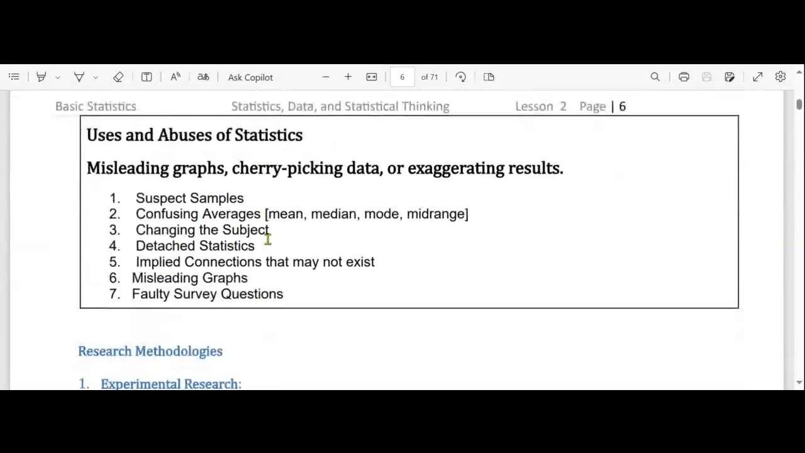Next, use and abuses of statistics. Here we have misleading graphs, cherry picking data, exaggerating results. Okay, number one, suspect sample, confusing average, changing the subject, detached statistics, implied connection that may not exist, misleading graphs, faulty survey questions. Okay.